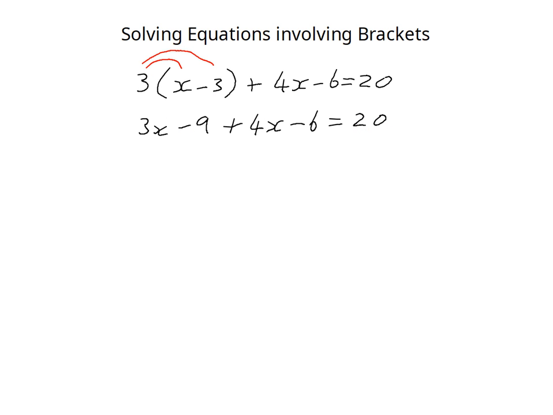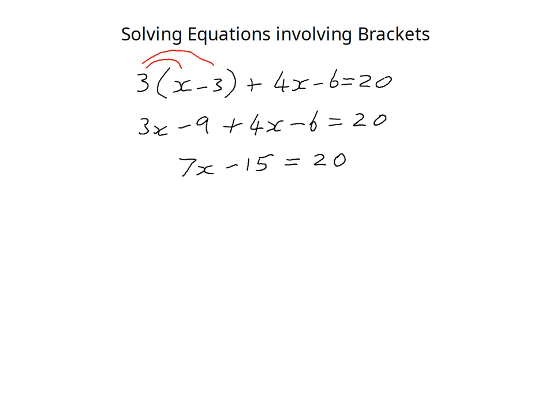So we've done the first part, we've multiplied out our brackets. Now we're going to collect our terms. So how many x's do I have here? I've got 3x, no x's there, another 4x. So 3x and 4x is 7x. I've got negative 9 and negative 6. So minus 9, subtract another 6, gives me minus 15, because it's started with a negative number and we've got more negative when we've subtracted. So we have minus 15, and that still equals 20, because we haven't done anything to that side yet.